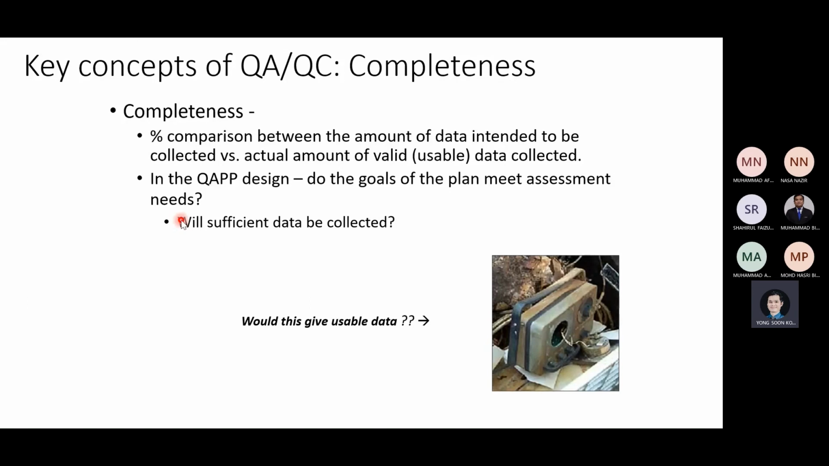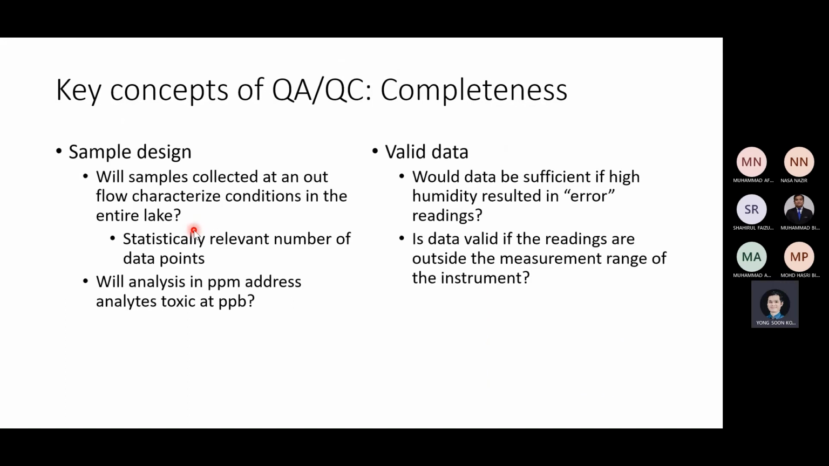You want to collect as many samples as possible, but then you need to look back at your own budget. That is a dilemma, which is why having a good QC procedure is always a good idea, because you can prevent all these errors from happening. So next thing is the key concept of QA and QC: completeness. How do you design and how valid is your data?